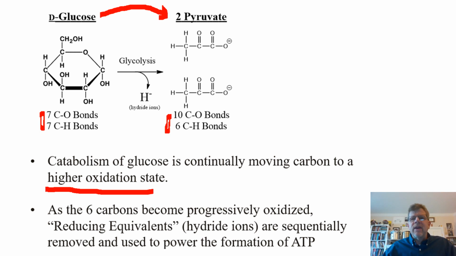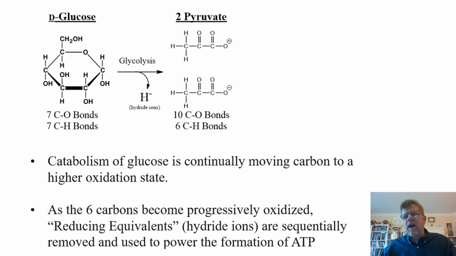We had made the statement that carbon moving to a higher oxidation state is synonymous with extraction of chemical energy from that fuel molecule. That chemical energy we're going to find is in the form of hydride ions in glycolysis. If you remember in the last unit of study, hydride ions were not a good thing. They were a waste product, and this waste product had to be shuttled away somehow.